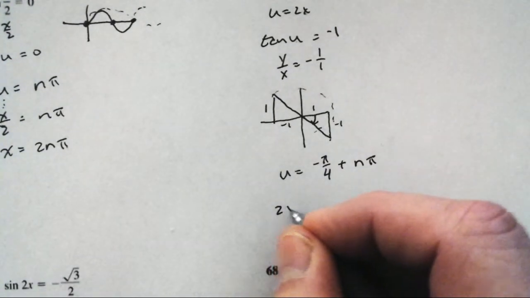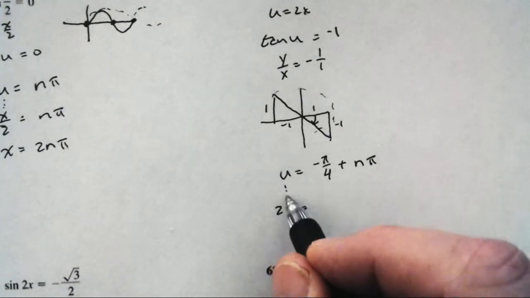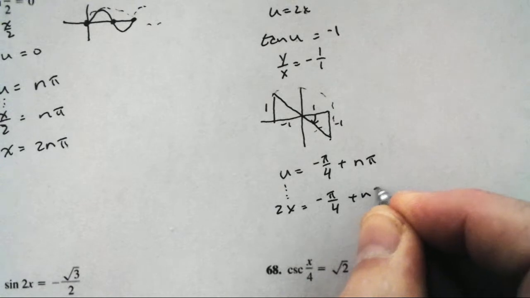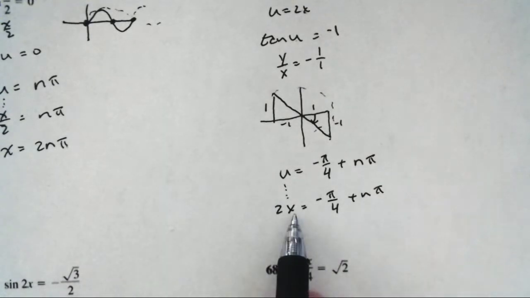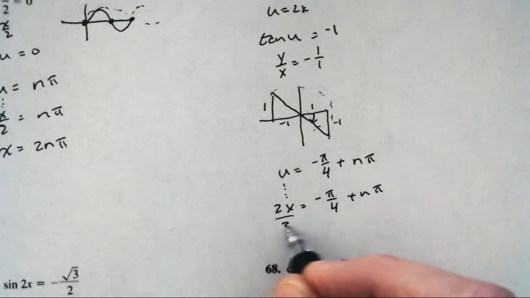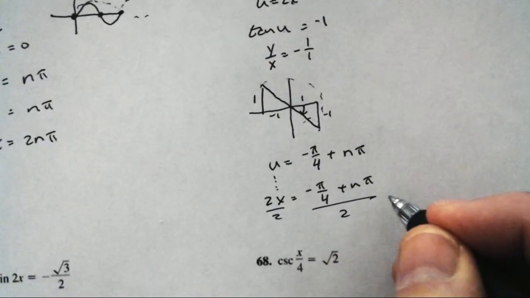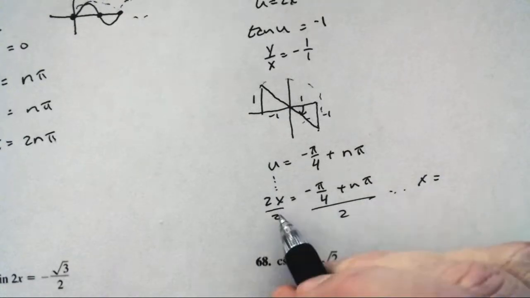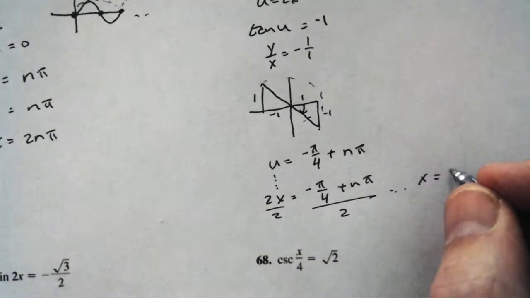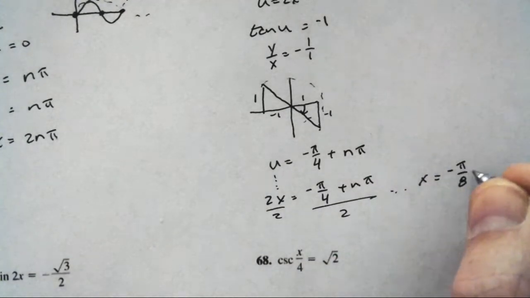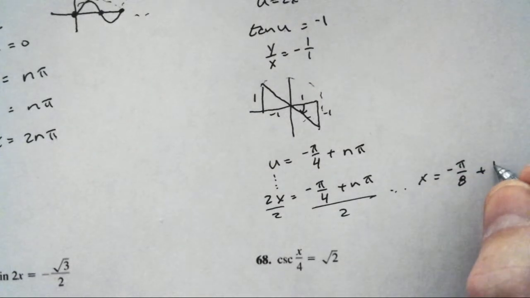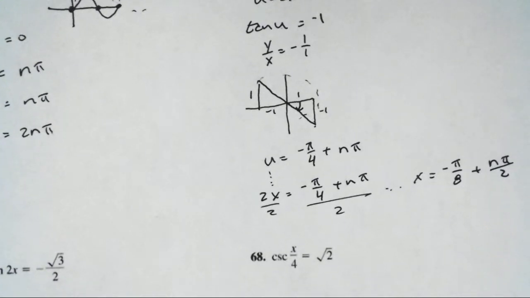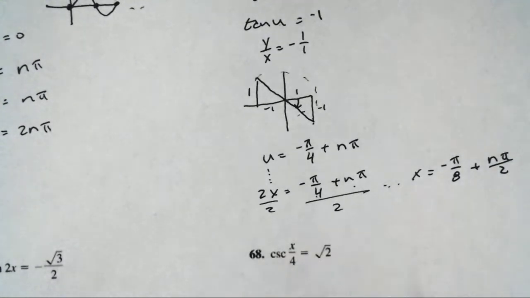But u is 2x, so 2x equals negative pi on 4 plus n pi. How do we solve that for x? We divide both sides by 2, or multiply both sides by 1/2, and we get x equals negative pi on 8 plus n pi on 2. Divide this by 2, divide that by 2.